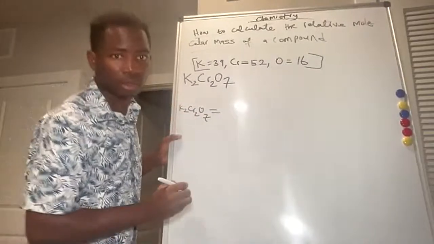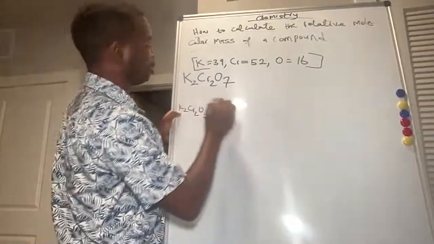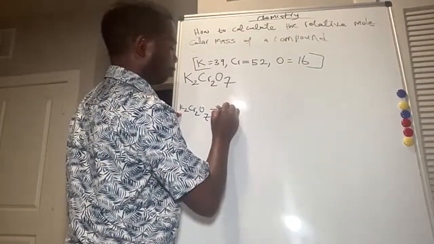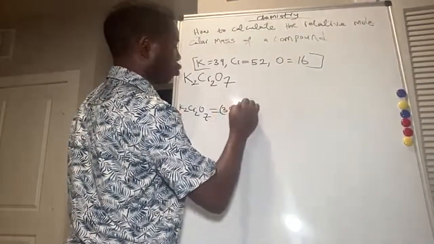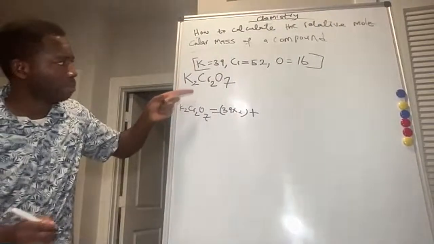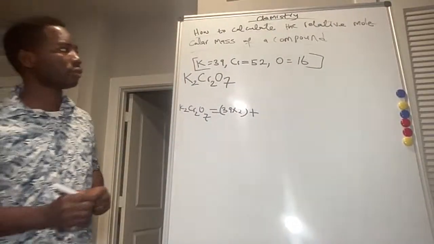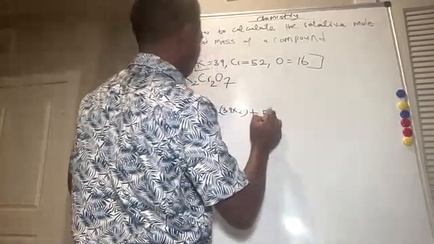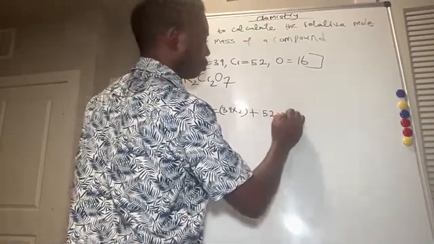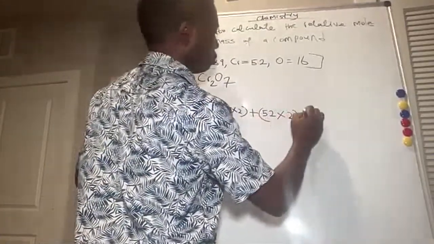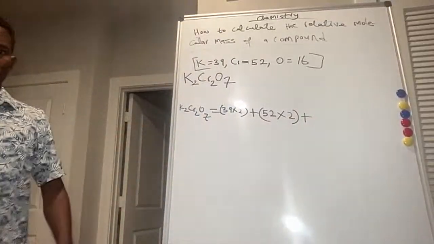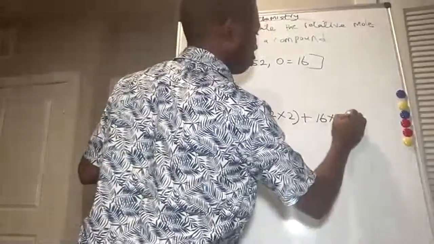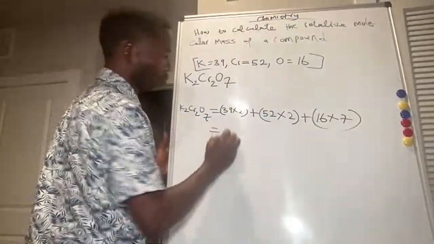K2Cr2O7 is equal to, potassium is 39, which is 39 times 2, plus the mass number of chromium, which is 52, times 2, plus the mass number of oxygen, which is 16, times 7.